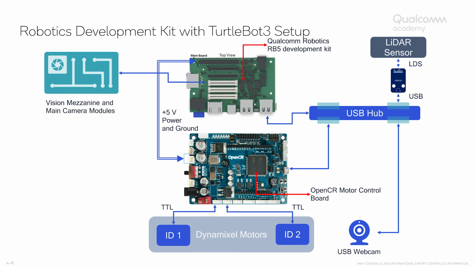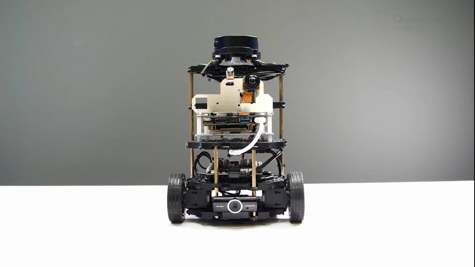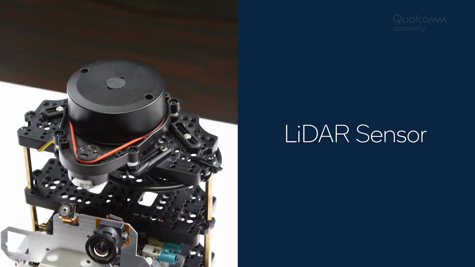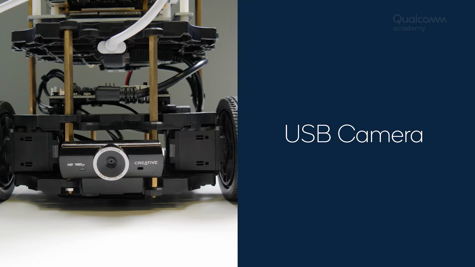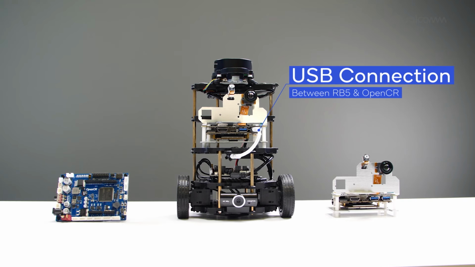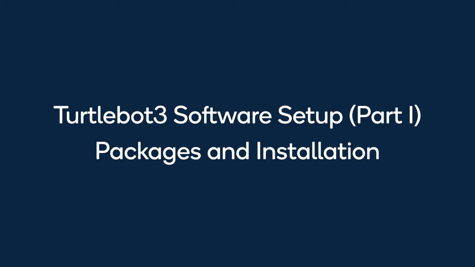We have a USB hub connected to the development kit. There are three components connected to the USB hub: the LiDAR sensor, the USB camera, and the OpenCR board, which communicates to the development kit via USB. Now let's move on to the software setup of the TurtleBot.